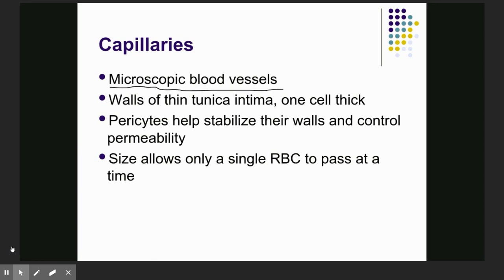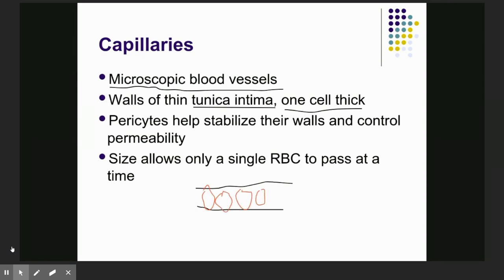And remember, they're only one cell layer thick. All we have there is one tunic, and that's the tunica intima. And remember, they're so small that red blood cells have to go through them one at a time. They have to go through in single file.